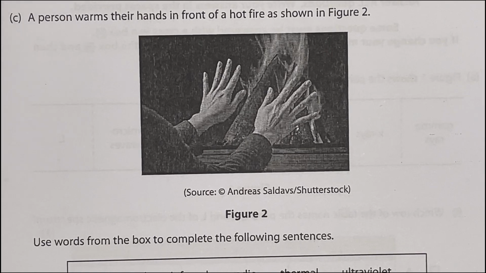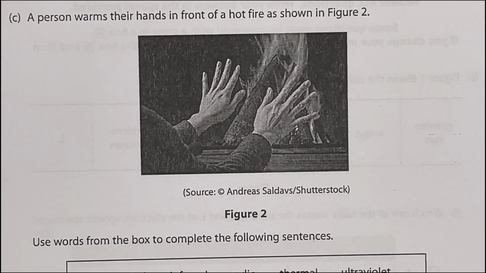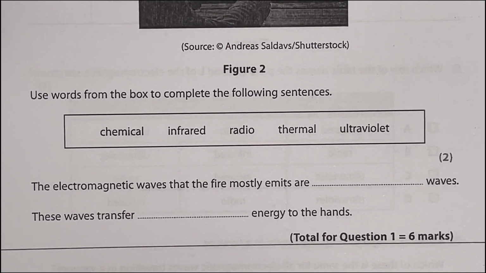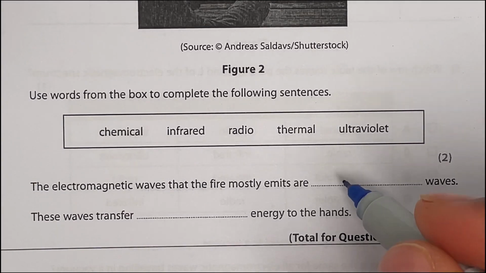A person warms their hand in front of a hot fire. Okay, you can see the fire. Use words from the box to complete the following sentence. The electromagnetic wave that the fire mostly emits, that would be infrared.